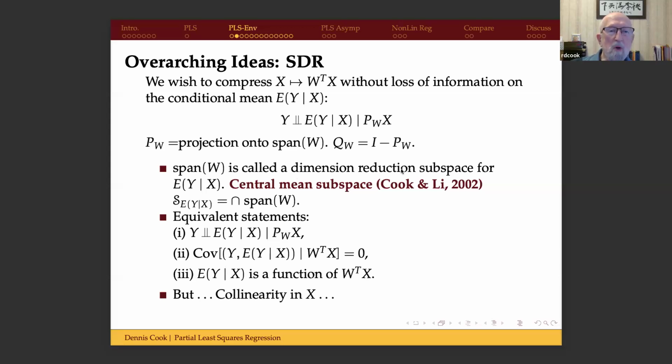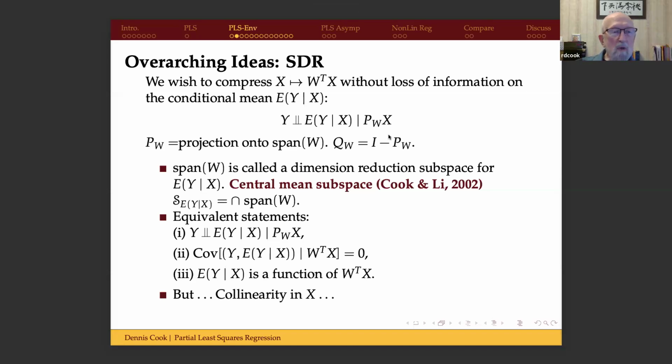The span of W is called the dimension reduction subspace for the conditional mean. And this idea was explored way back in 2002 by myself and Bing Li in an Annals paper. We want the smallest W so that this happens, and we define the smallest W to be the intersection of the spans of all W's that satisfy that particular equation. So we take the intersection of all of them, and that's called the central mean subspace.